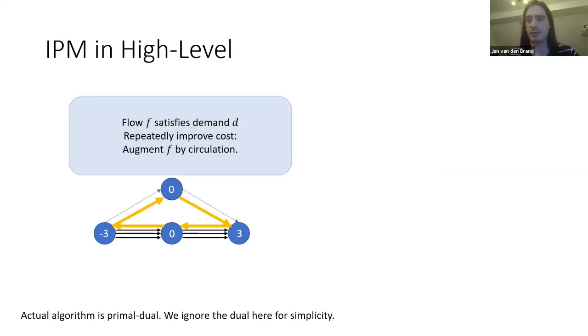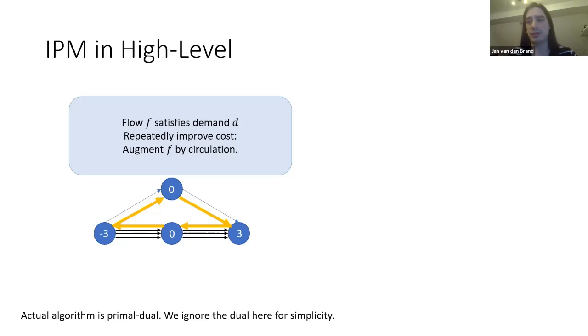This interior point method, where I say we reduce to a bunch of electric flows, the idea is roughly as follows. You assume you already have some flow that satisfies the demands, and now you try to repeatedly improve the cost of this flow. So let's say you already have a flow that is given by these black edges. You're trying to reduce the cost by repeatedly augmenting the flow by some circulation, because maybe the flow up here would be less costly.